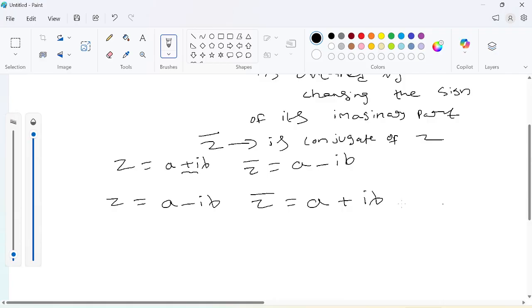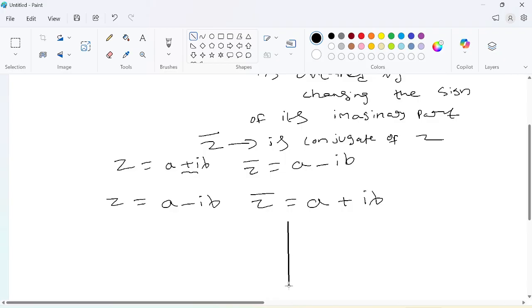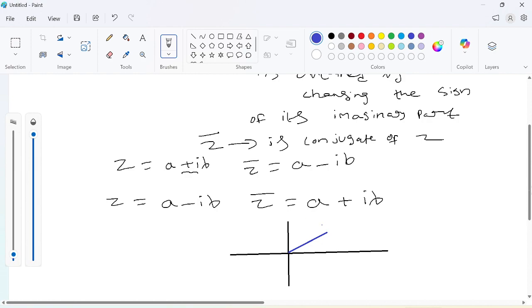Now, in an Argand plane. We have seen this in my last video; whoever hasn't seen it can watch that. So in the Argand plane, suppose z is a plus ib. What will be your z bar? z bar will be a minus ib.